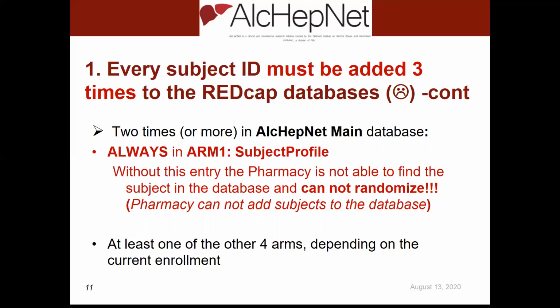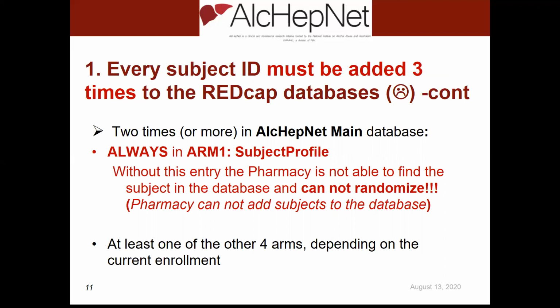But what's really, really important, especially for the clinical trial, is that you always enter it in arm one. Because the randomization for the clinical trial is done online. The pharmacy is not allowed to enter any subjects. When the pharmacist goes online, they select from a list of subjects, and unless you enter that subject in the enrollment in arm one in subject profile, they cannot see it there, and they cannot randomize the person. So this is where it's really, really important.